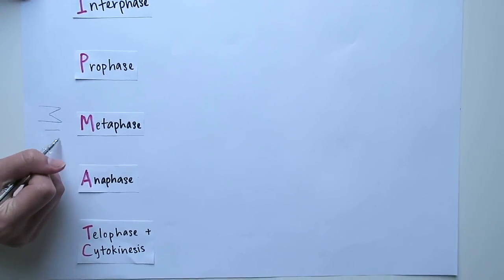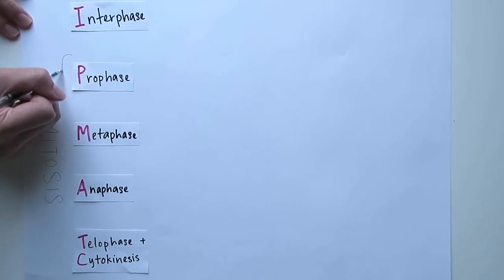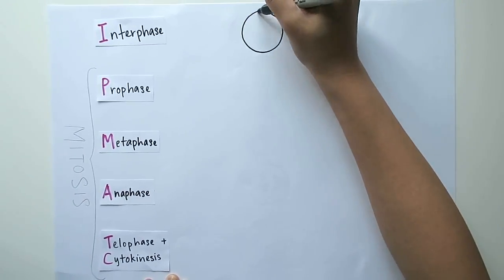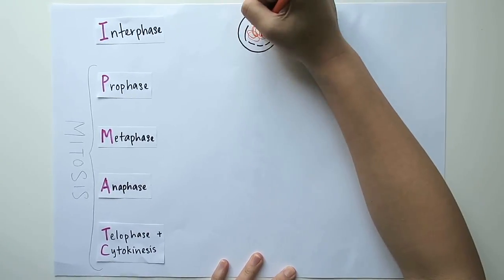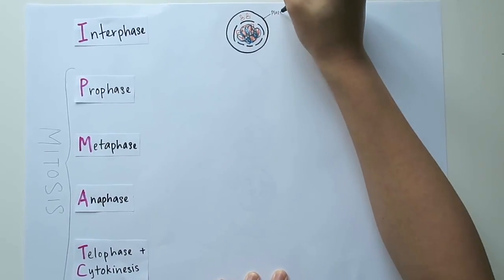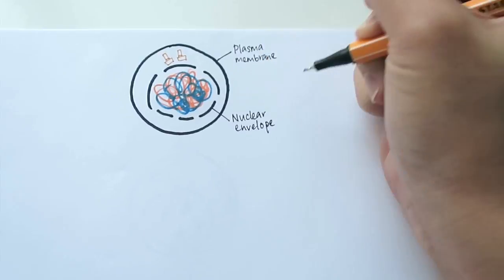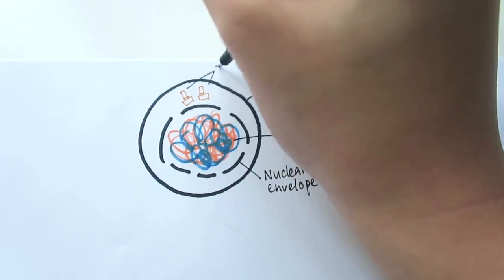It's important to note that there are no real distinct phases, however, only prophase to telophase is included in mitosis. Interphase is the phase of the cell cycle in which a cell spends most of its life. During this phase, uncondensed DNA strands known as chromatin start to replicate within the nucleus in preparation for mitosis.